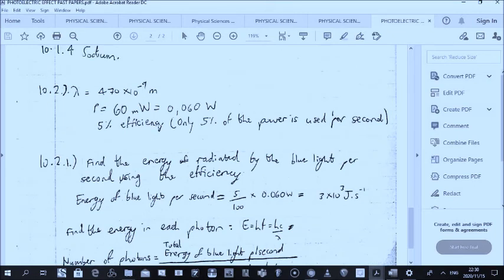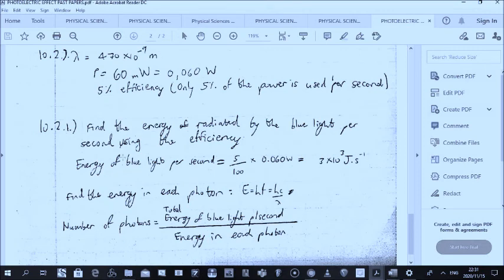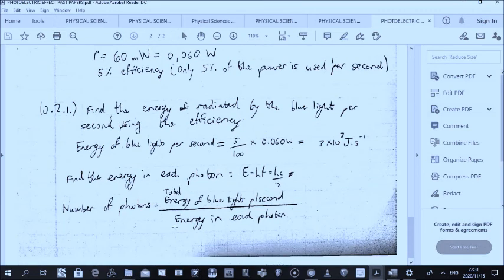I was making sure I understand the information that was given to me by writing down the wavelength of the light, the power, and the efficiency. So remember, I said only 5% of the power is used per second. That's what the efficiency means. So to solve the problem of finding the number of photons, I said take the total energy of the blue light per second and divide it by the energy contained in one photon. So to do this, the energy of the blue light we can find this way: 5% of the power gives us 3 × 10^-3 joules per second, and the energy of one photon we can find with this expression. We have lambda, we have h, we have c, we can find that, and using this expression we can find the number of photons.